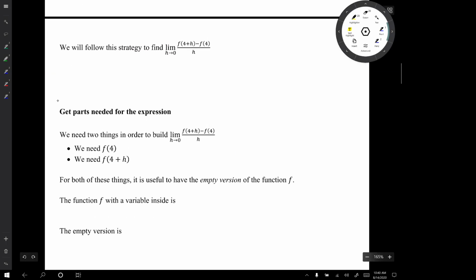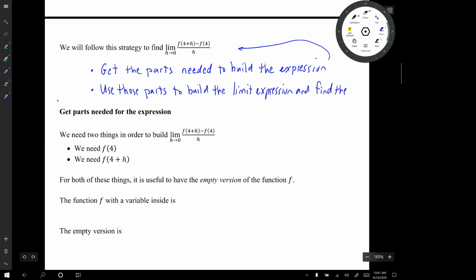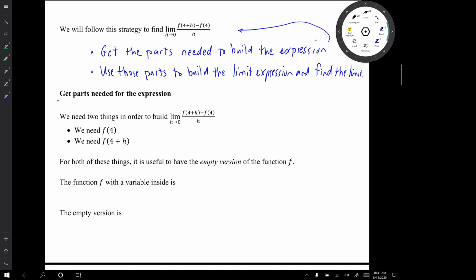Well, we're going to follow this strategy to find the limit. We're going to first get the parts needed for the expression. And then we're going to use the parts to build the expression and find the limit. So let's get the parts. We're going to need two things in order to build this. We're going to need f of 4, and we're going to need f of 4 plus h.